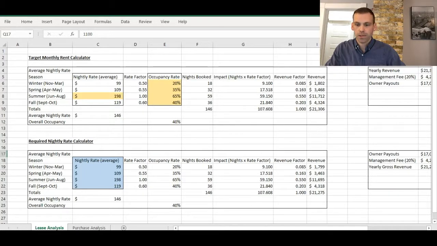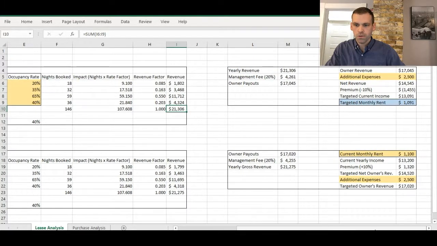So then this calculator up here is basically the opposite of that. We're going to start with our nightly rate. So we're going to put in what I think this property will do during the summer season on average, which is our peak rate. Put in the occupancy percentages. That's going to tell me the gross revenue that the property will do. We take out a management fee. We take out the additional expenses. We take out the little premium that we want to be able to give that landlord on top of their current income, and it's going to give me my target monthly rent.